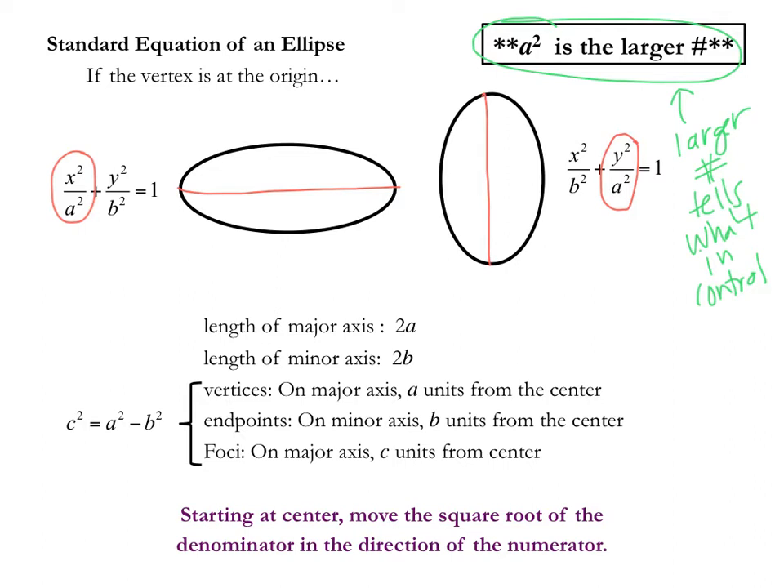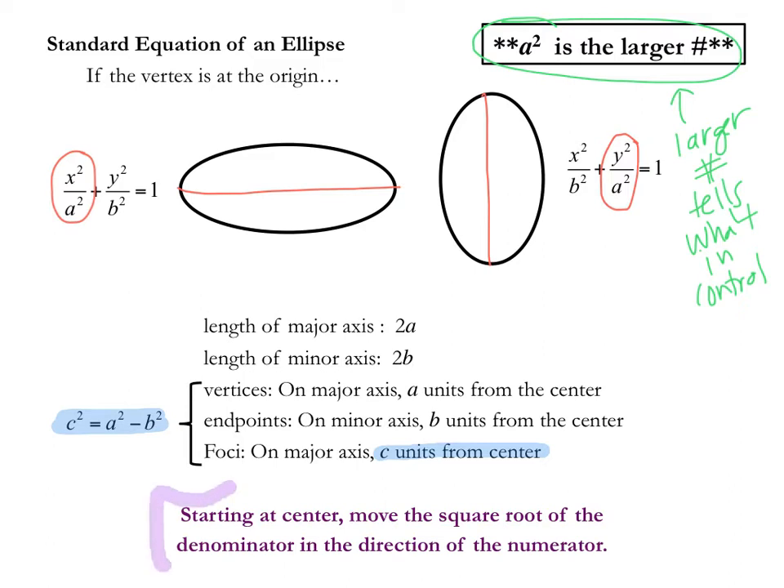Then we have all sorts of information here. The major axis is 2 times a, the minor axis is 2 times b, but to get both of those you do have to take the square root of the bottom. And then this is going to be a super important formula down here that we're going to use to help us find the foci. The foci will always be the c distance away from the center, and you can get the c by doing a squared minus b squared.